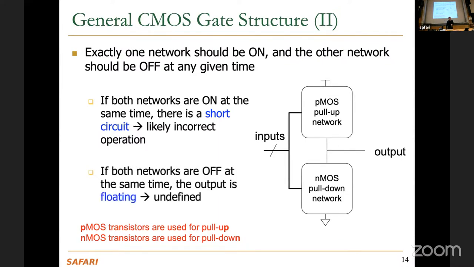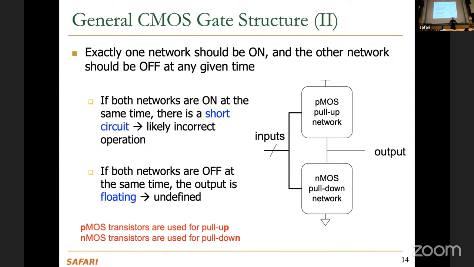If both networks are off at the same time, because somehow you designed the circuit that way, or you had some non-ideality, then what happens is the output doesn't get connected to either the power at the top or ground at the bottom. We call this the output floating. Now, this is not necessarily incorrect operation. It depends on what you intended with your circuit.